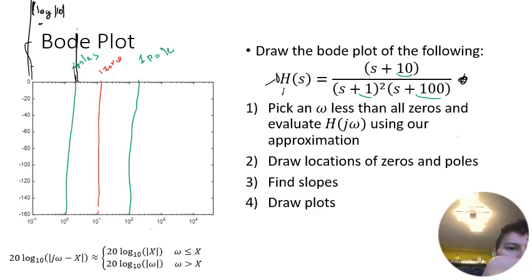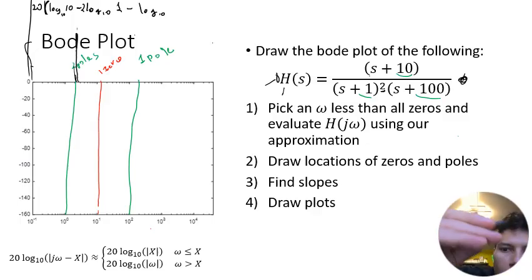Okay, let me just write this out. 20 times log base 10 of 10, minus log base 10 of 1, 2 of these factors, because there's a square, minus log base 10 of 100.